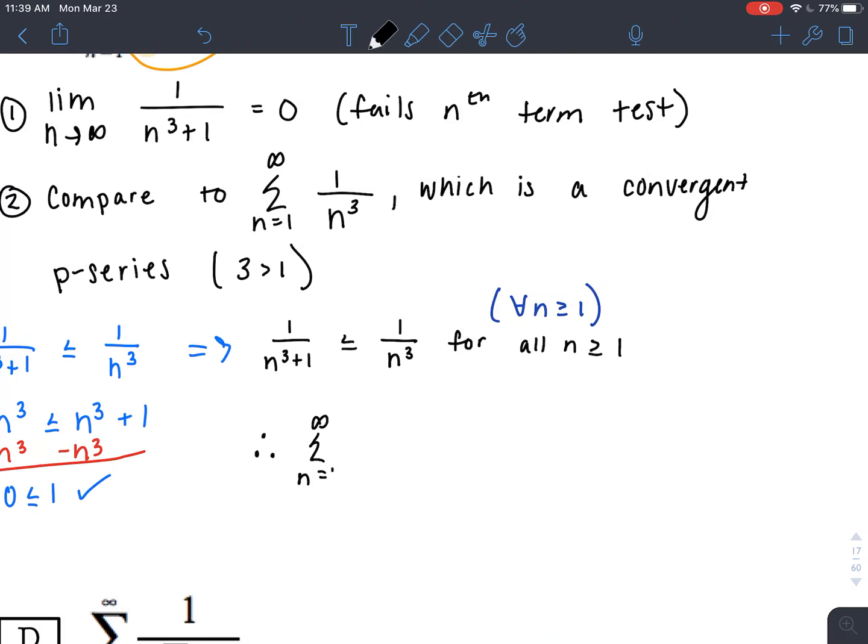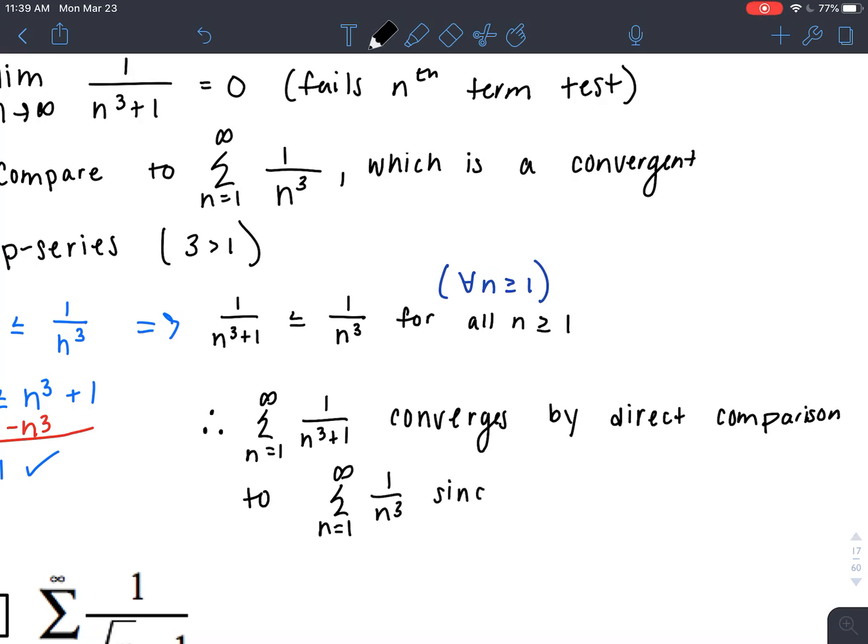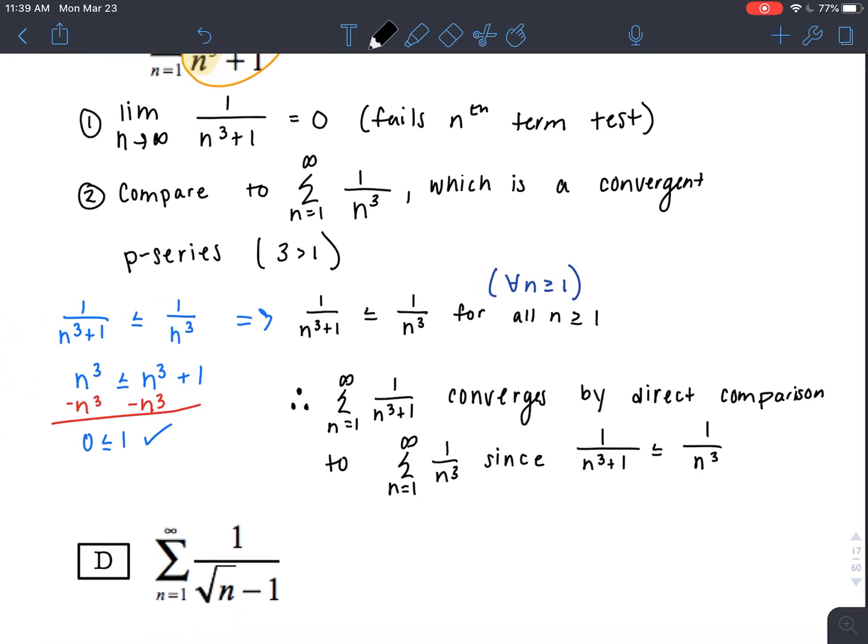So because this statement is true, we can say therefore the infinite series from 1 to infinity of 1 over n cubed plus 1 converges by direct comparison to the series 1 to infinity of 1 over n cubed, since 1 over n cubed plus 1 is less than or equal to 1 over n cubed.